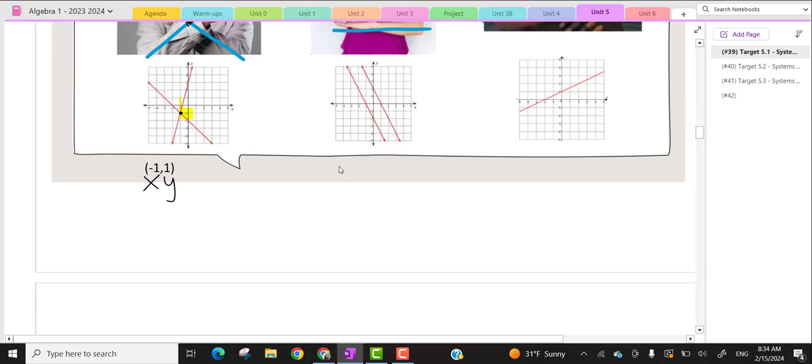The answer to no solution is no solution. So la respuesta para no solución, cuando las líneas no están tocando, la respuesta es no solución. And then the last one, infinite solution, the answer is called infinite solutions. So para el último, la misma. Cuando tienes una línea sobre otra línea, tú sabes que hay muchas intersecciones, so hay soluciones infinitos.